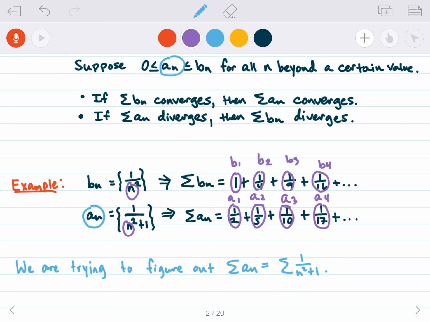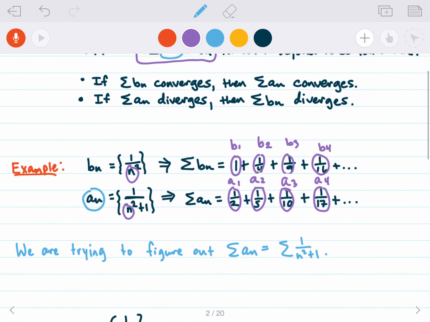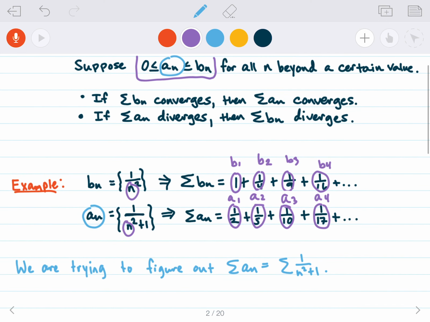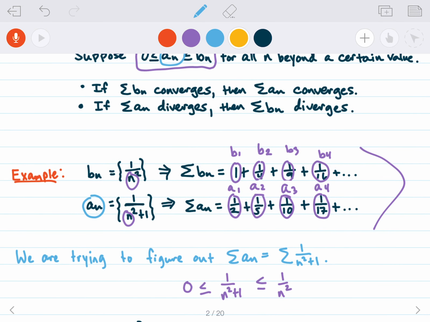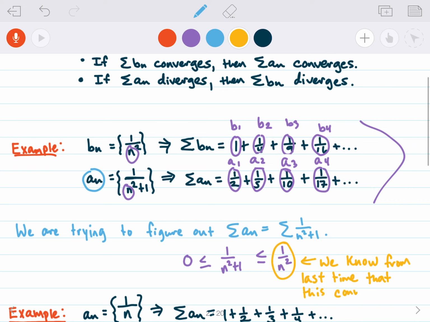And what that tells us is that we can compare the series in this way. In this case, a sub n is always going to be less than or equal to b sub n, as we can see by comparing term by term. So a sub n is 1 over n squared plus 1, and it's between 0 and b sub n, which is 1 over n squared. Now, we know the behavior of 1 over n squared. We know from last time that this converges.